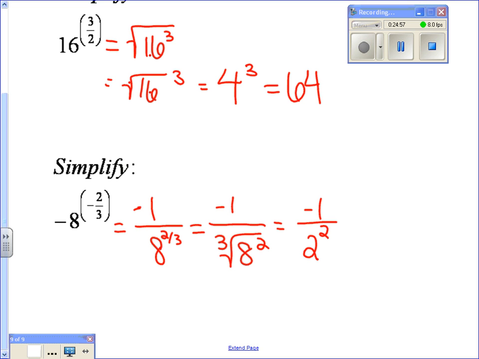Do you see how that works? The cube root of 8 is 2. And then square it. What would you get? There's a negative out here, when I made it 1 over 8 to the 2/3, I just put the negative up on top.